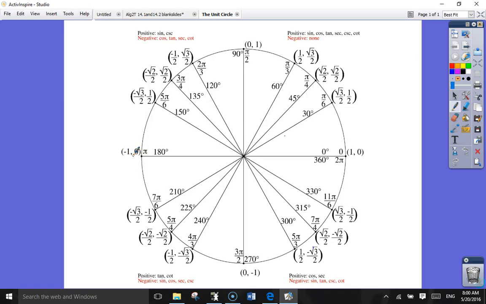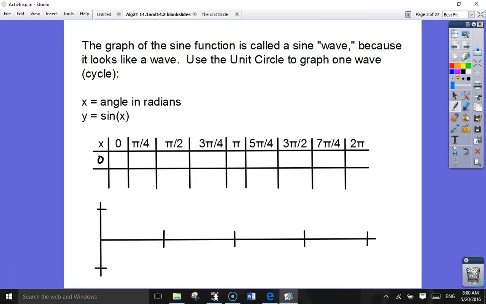Okay, and then the x-coordinate of all of our points is going to be whatever the angle is. The y-coordinate for the sine will be the y values on the unit circle. So it'll start with (0, 0), then it'll be (pi over 6, 1/2), then (pi over 4, root 2 over 2), right? And you're just going to graph those on a coordinate axis. So let's look at that again. Let's fill some of these values in.